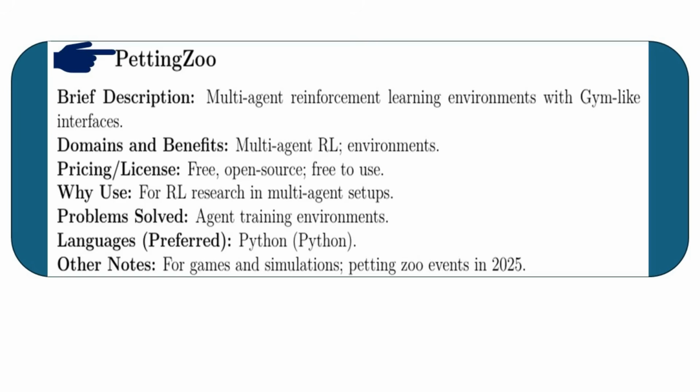PettingZoo: multi-agent reinforcement learning environment with a gym-like interface. Multi-agent RL is the domain area, and the benefit is the environments. Free, open source, free to use. For RL research in multi-agent setups. Problem solved: agent training environment. Python is preferred. For gaming and simulations. PettingZoo event in 2025.